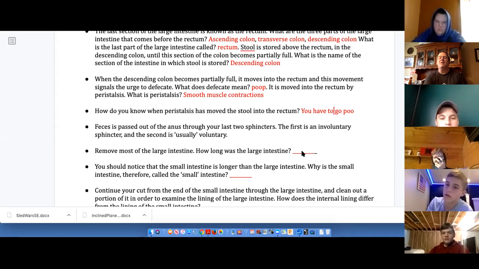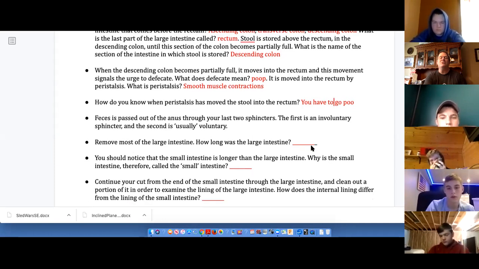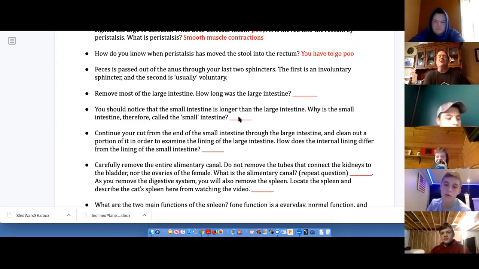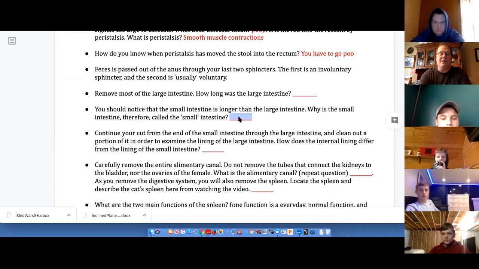And I measured the large intestine, put that on the video so you can do the next one. You notice that the small intestine is longer than the large. Why is the small intestine called the small intestine? Is it how thick it is, that it's smaller? Yeah.